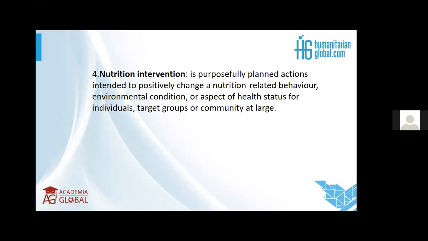Now, nutrition assessment can be applied in many fields and in very many projects as long as you need to get the nutrition status of individuals. So I'm going to rest there.